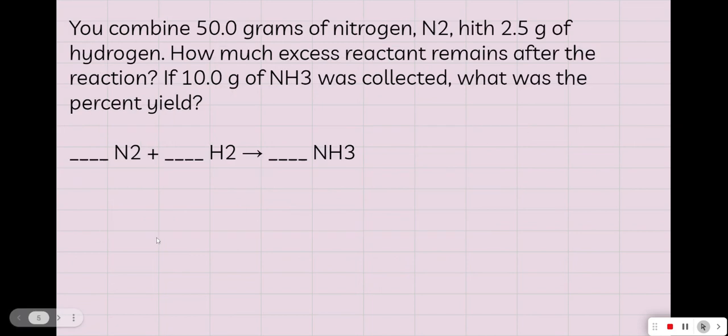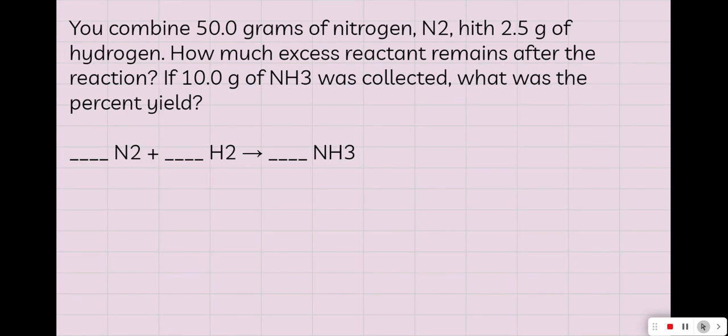So let me give you guys an example. We have a question. You combine 50 grams of nitrogen, N2, with 2.5 grams of hydrogen. How much excess reactant remains after the reaction? If 10 grams of NH3 was collected, what was the percent yield? So they're asking a lot from this question, so we're going to go step by step.